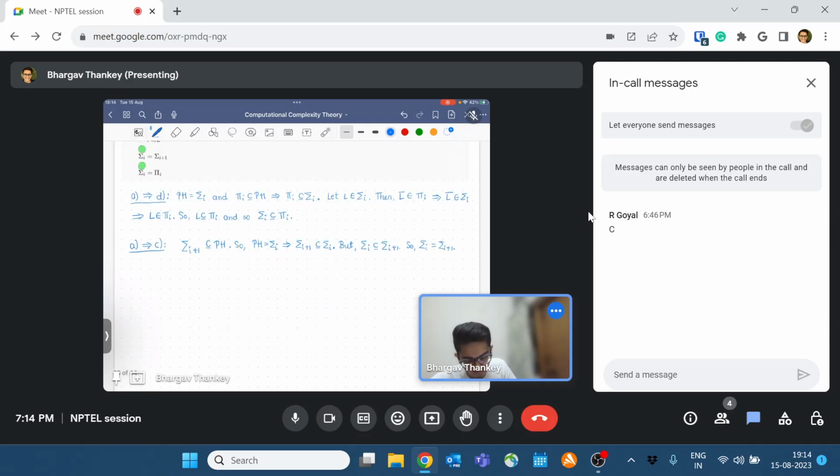To formalize this intuition, we can prove this claim. If A is in sigma I and B reduces to A in polynomial time, then B is also in sigma I. So this claim captures the intuitive argument you were making. If B reduces to A, then B cannot be more complex than A, which is in sigma I. So B is also in sigma I.